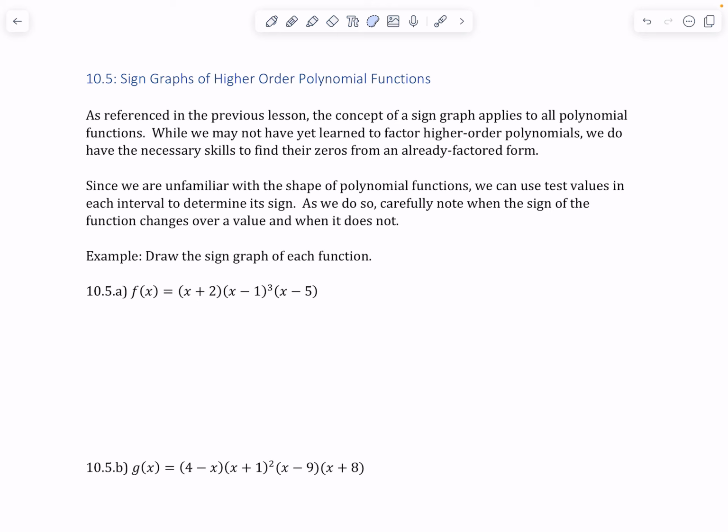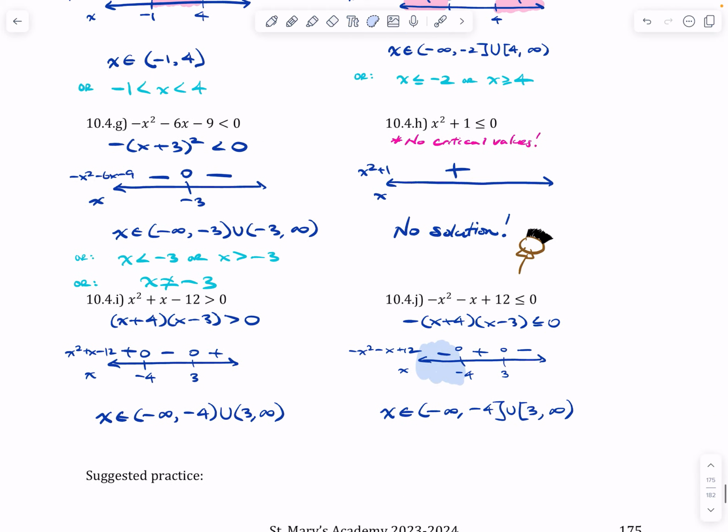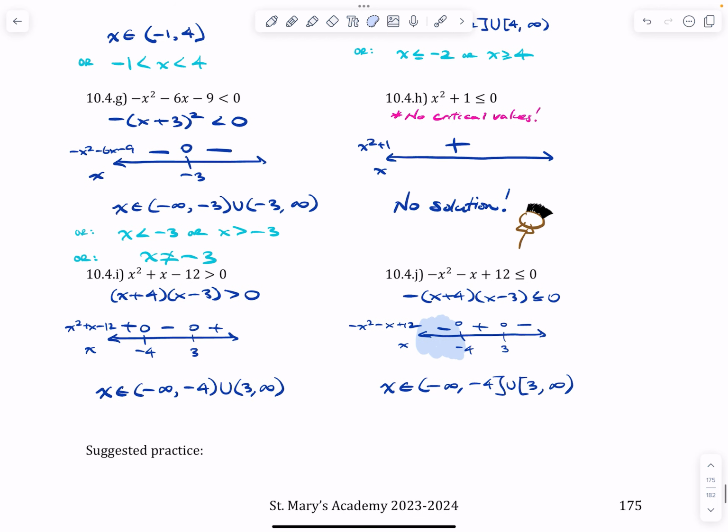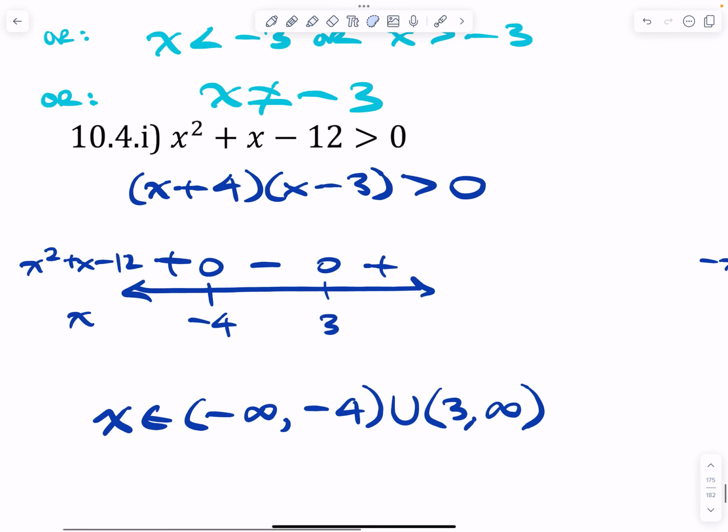This is lesson 10.5, where we look at sine graphs of higher order polynomial functions. For a bit of a recap, rewind. We looked at drawing sine diagrams for quadratics specifically.